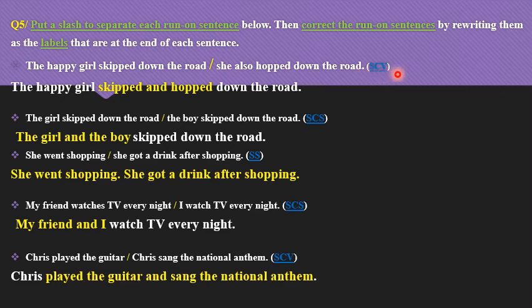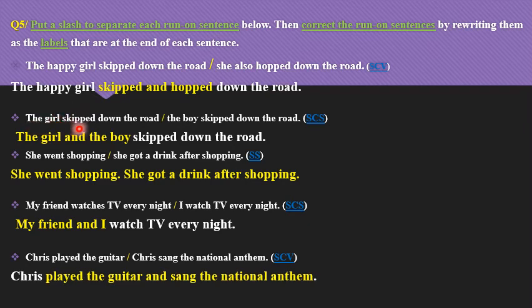SCV, simple sentence with a compound verb. So I have to put the two verbs together, skipped and hopped. I will say the happy girl skipped and hopped down the road. Skipped and hopped down the road. You see here?